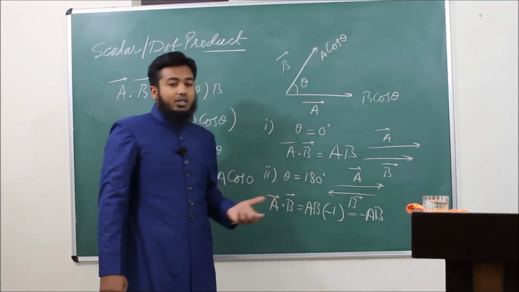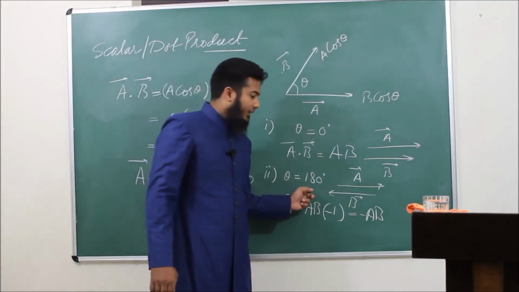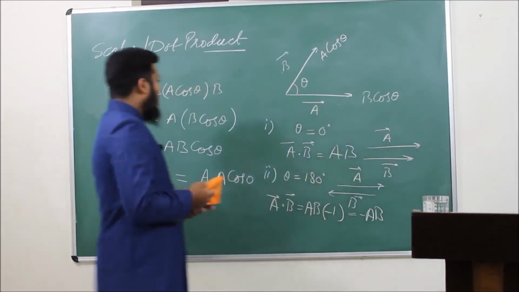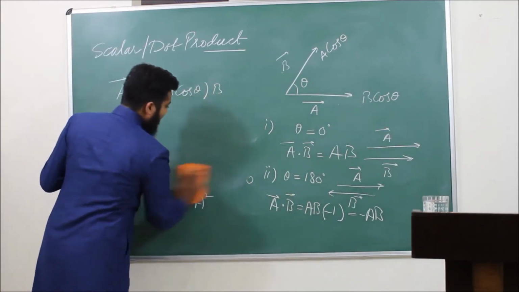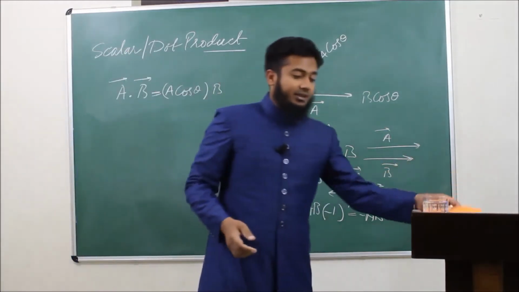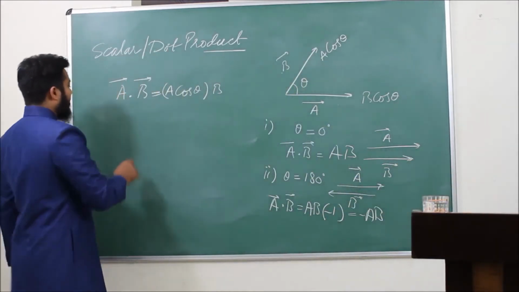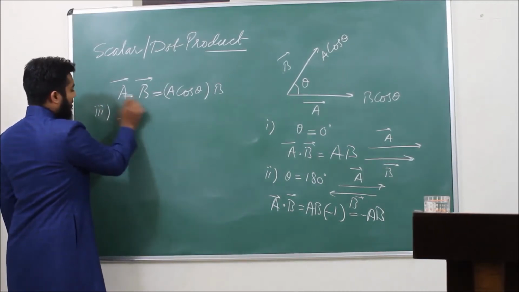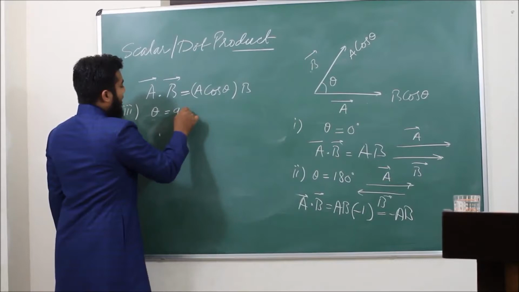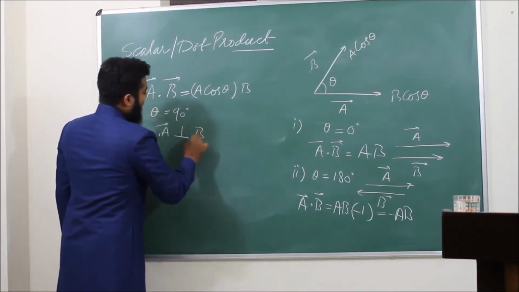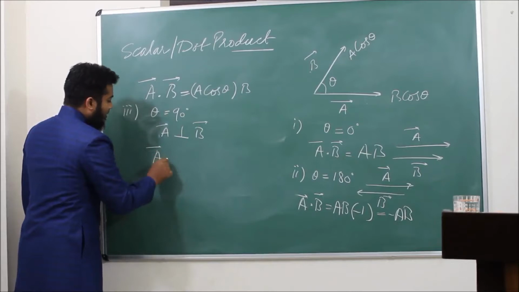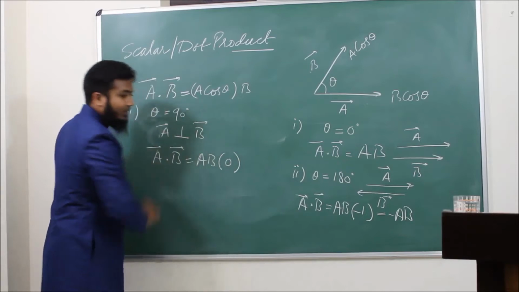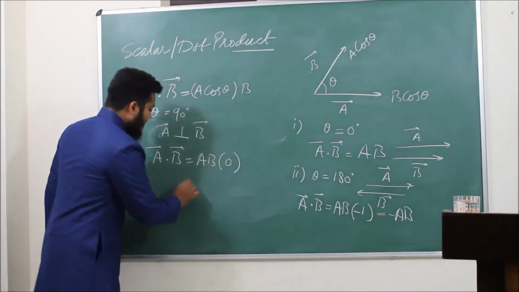So for which angle the dot product will be minimum, it is 180 degree, and the value is minus AB. Next case, what if the angle between the vectors is 90 degree, that is the vectors are perpendicular. So A dot B, third case, the angle is 90 degree, or the vectors are perpendicular. Then A dot B will be equal to AB, and cos 90 degree is 0, so it is simply 0.